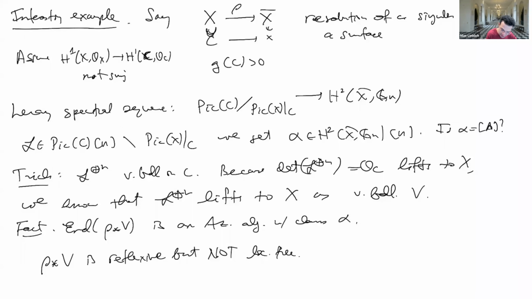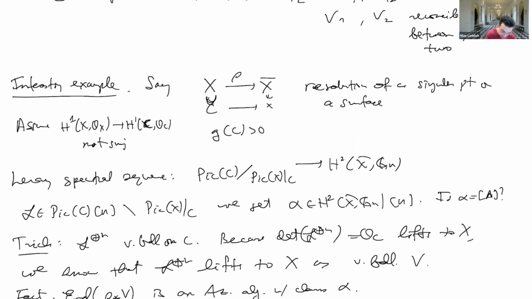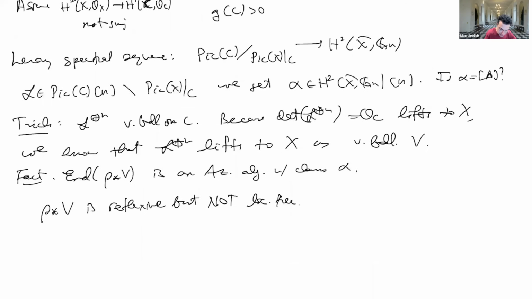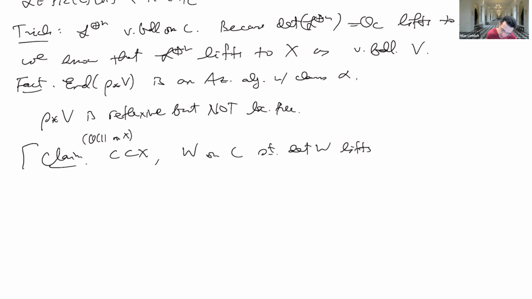It's a beautiful argument. I'm going to assume here that X is projective because that makes this easier. The trick goes like this. So the claim: if I've got C and X and I've got W on C, and X is projective, so I've got O of 1 on X also floating around, we'll use this in a second. If I've got W on C such that det W lifts to X, then W lifts. So let me just sketch that.